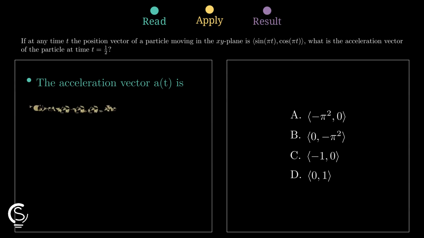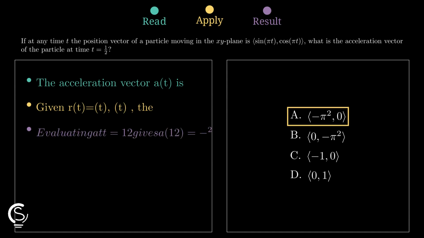Finally, plug in 1/2 for time. Since sine of pi over 2 is 1 and cos pi over 2 is 0, the final answer is option A.